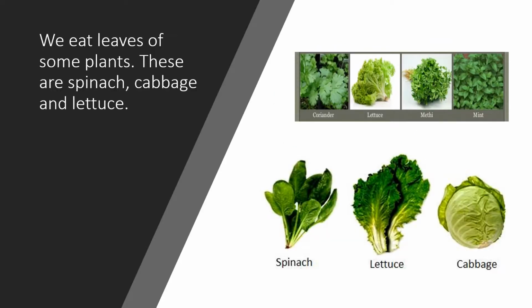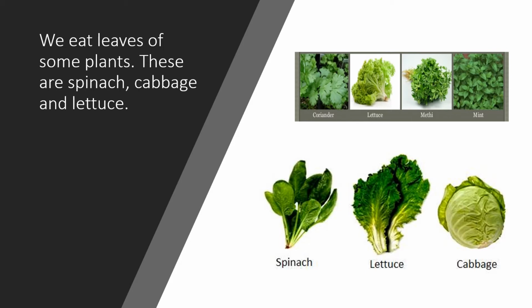I'm sure you have already understood what I'm going to tell you here. Yes, these are the plants of which we eat the leaves. Look at them. Coriander, lettuce, methi. Methi is fenugreek, children, in English. Mint, spinach, lettuce. Lettuce is already there. And cabbage. These are the leaves of the vegetable, of the plant.